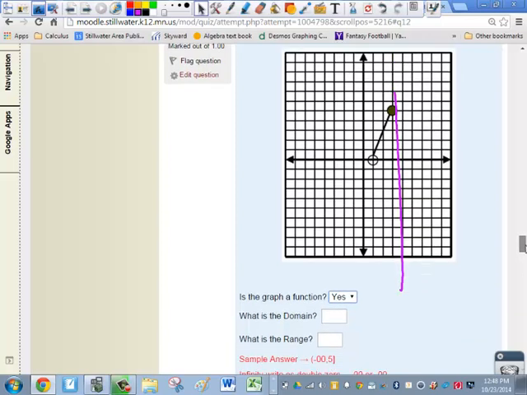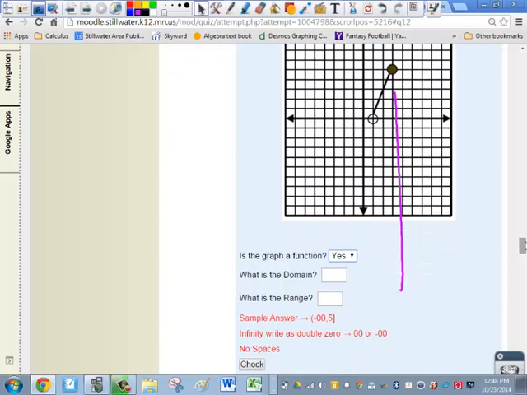Next, we're going to find the domain. How far left and how far right does this go? Well, the furthest left point is right here, and it goes all the way over to here. But this is your open circle, and this is your closed circle. So there's your domain. Since you don't have a scale, it's really tough to tell, but it's from 1 to 3.